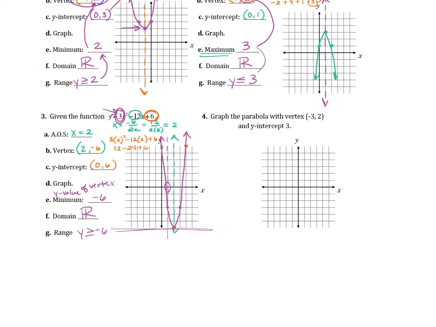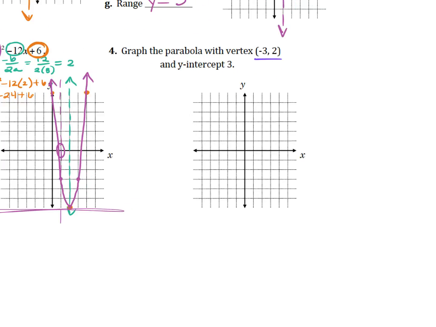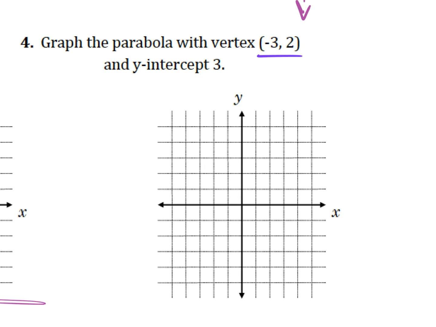Okay, last thing. It says graph the parabola with this vertex and y-intercept. So if my vertex, well, you try that. Your vertex is -3, 2, and you have a y-intercept of 3. Try plotting that. Put your axis of symmetry in too, okay? I always want to see where your axis of symmetry falls. A vertex of -3, 2, a y-intercept of 3. What is that going to look like?